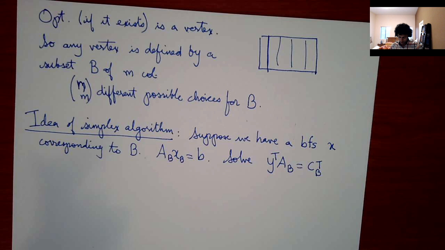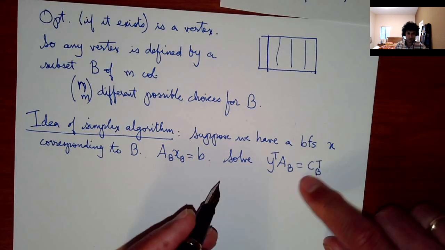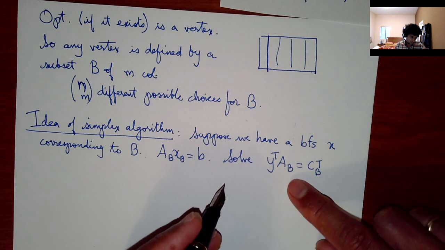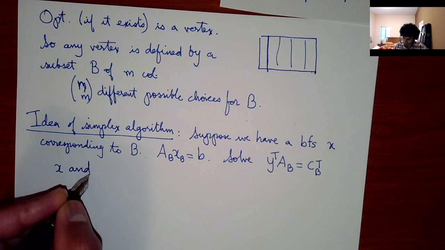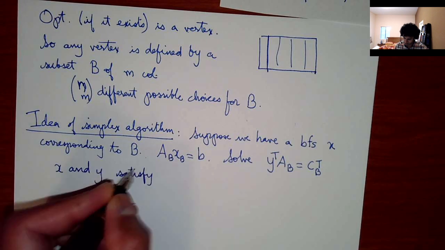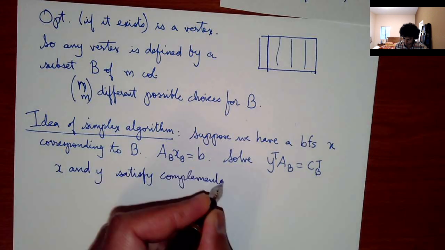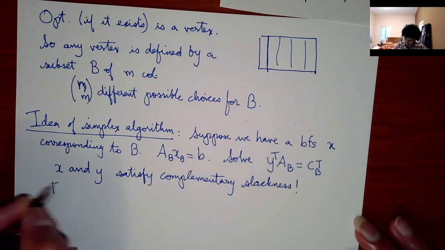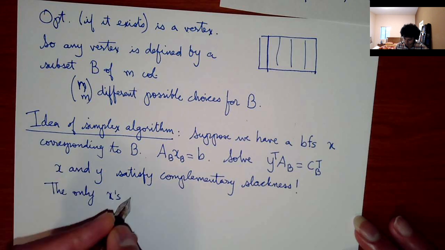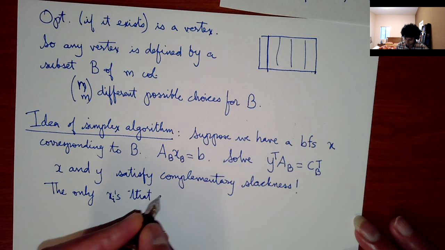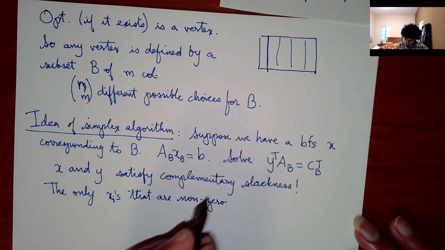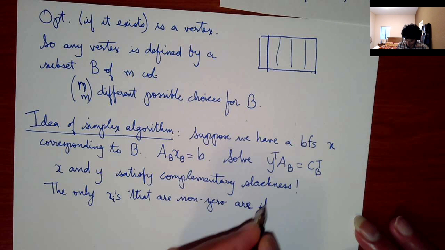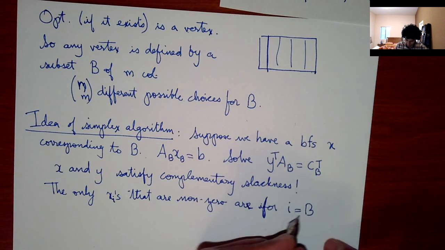Now what is important over here is to observe that x and y satisfy complementary slackness. Why? The only x_i's that are non-zero are for i in B. Right?